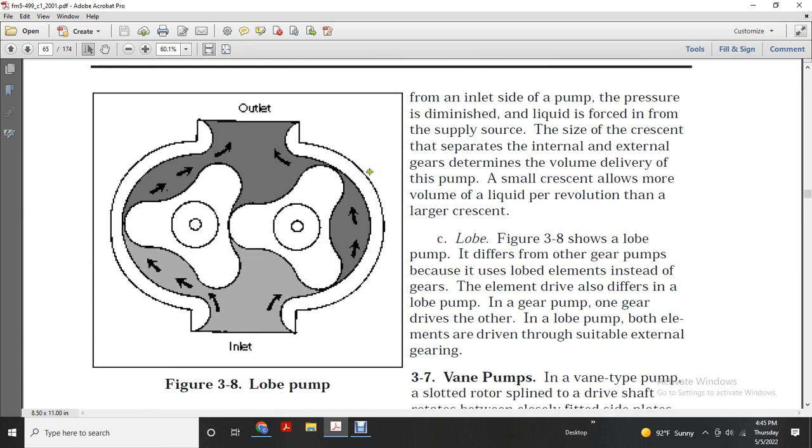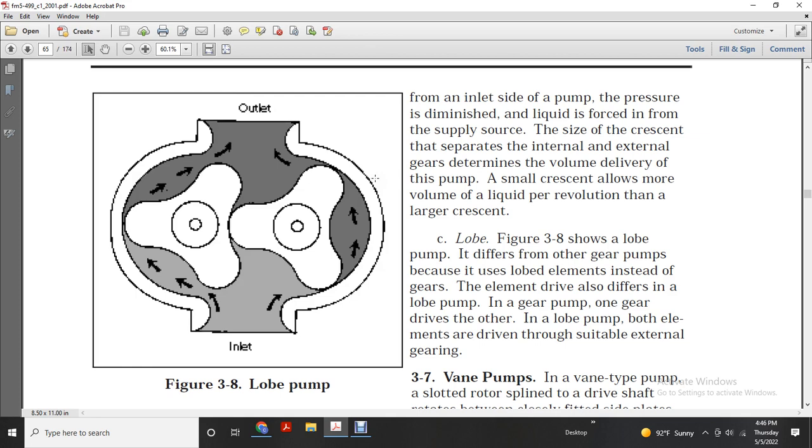Figure 3.8 shows the inlet and outlet of the pump. From the inside of the pump, the pressure of the diminished liquid is full for the supply. The size of the crescent, which separates the internal and external gears, determines the volume of delivery of the pump. A small crescent allows more volume of liquid per revolution than a larger crescent.